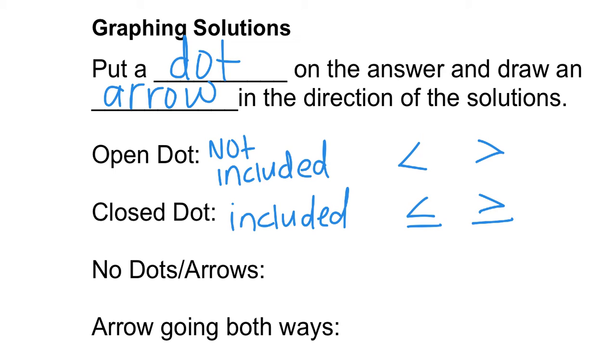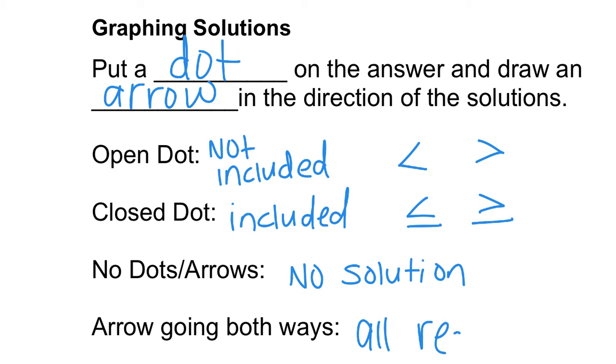Now, if you have an inequality or if you have a graph with no dots and no arrows on it, that means there was no solution to that. When you have no solution, you don't put any dots, you don't put any arrows. But if you have arrows going both directions the whole way through, that means your solution is all real numbers. Otherwise, you should have a single dot with an arrow going one direction to show the range of values that could be your solution.